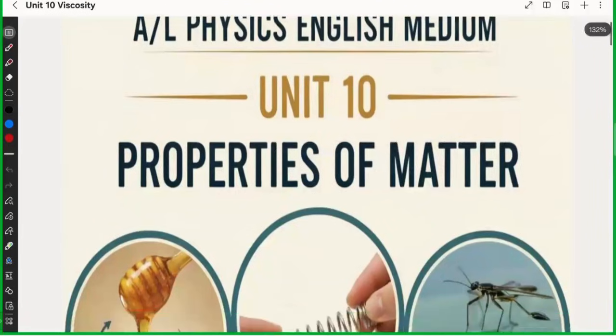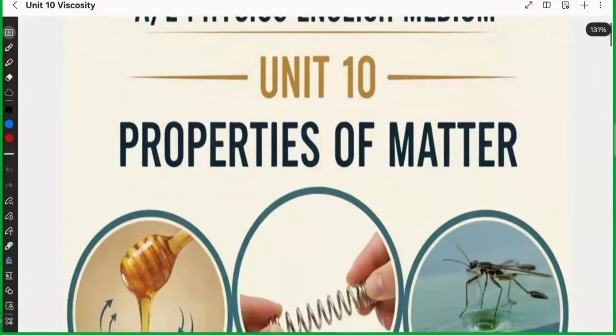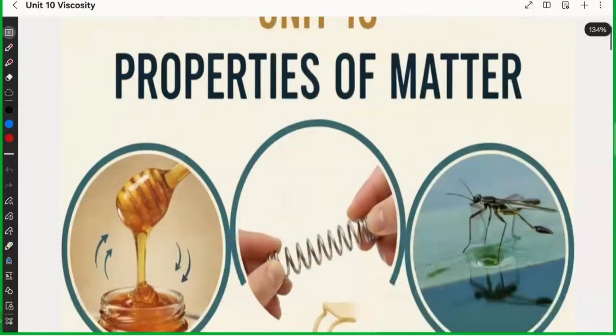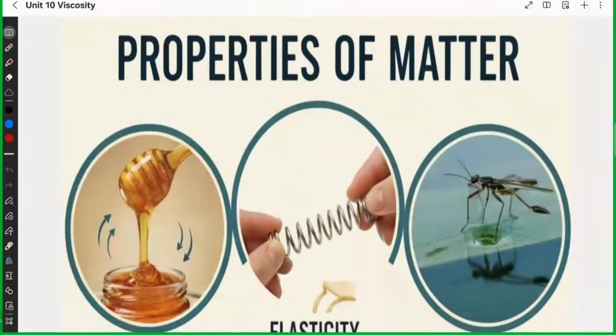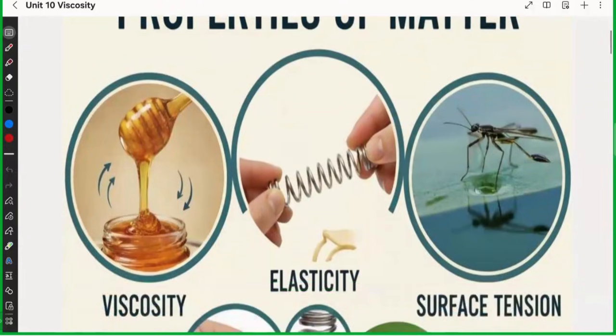Now if you look at this, properties of matter. Just observe how difficult it is to pour honey, right? It's highly viscous. You might have heard of viscous fluids. And you can see a spring here that we can stretch. So there's this topic of elasticity, the ability to stretch a particular material, right? And then surface tension. Because of surface tension, these insects can move on water surfaces, right? You've seen this in water films.